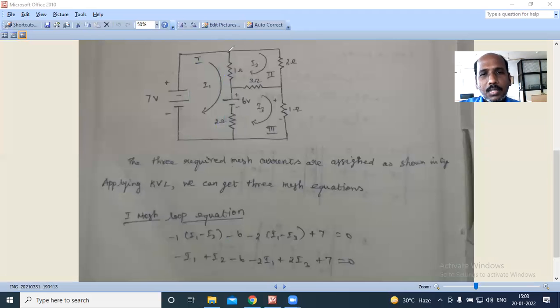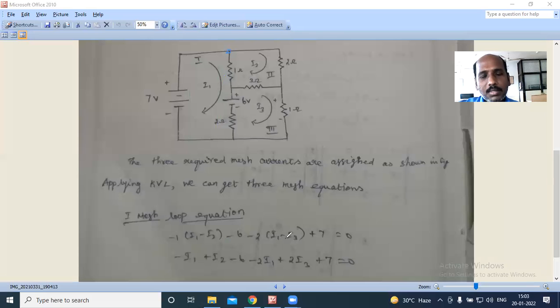Then the next one is the resistor again. Here I started with this point, and I am going to form the equation from this point. 1 ohm resistor over, then 6 volt battery over, and next is the 2 ohm resistor. Since it is a resistor, you blindly give minus 2. So minus 2 into the current that flows through the 2 ohm resistor. What are the currents that flow through the 2 ohm resistor? I1 in the downward direction, I3 in the upward direction.